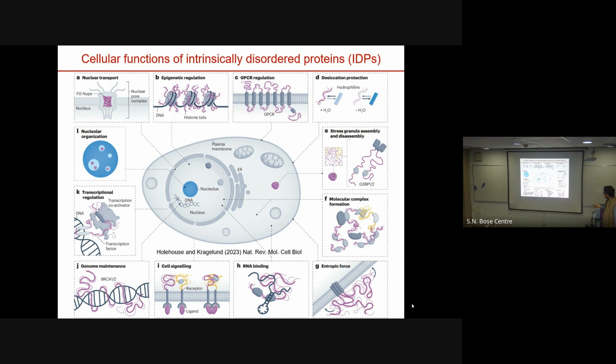I will mostly talk about this. So disordered regions are found a lot in transcription factors. In my lab, we actually look at transcription factors. These are proteins which regulate the expression of different genes, right? And these transcription factors tend to have long disordered regions.